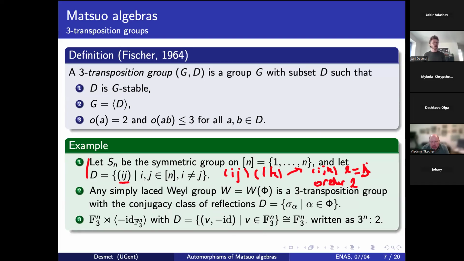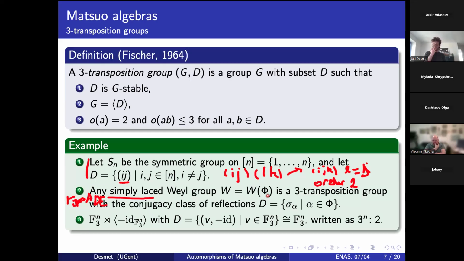Another thing that maybe is less well known, but still pretty well known, is that Sn is actually a Weyl group of a simply laced root system. And it turns out that any other simply laced Weyl group is actually a 3-transposition group where the D is the conjugacy class of reflections. If you don't know what a Weyl group is, it's essentially the reflection group of some combinatorial object. If you don't know what simply laced means, but you do know what a Weyl group is, then you've maybe already seen the term type ADE. That's essentially what it means. Or you can say that all roots of phi have the same length. That's another way of saying it.